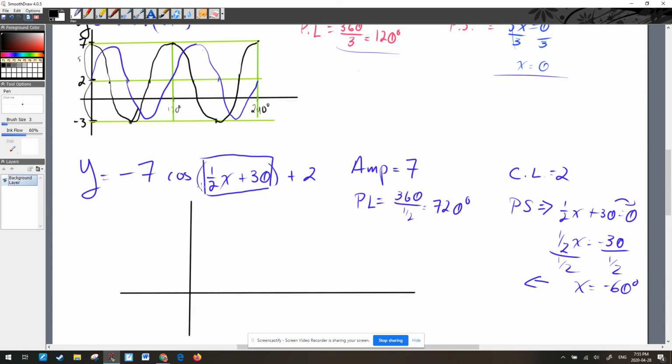Now, start labeling some stuff. Center line is at 2. So I'm going to come up here and say, all right, there's my center line at 2. I can reach up 7. Up 7 from 2 takes me up to 9. Down 7 from 2 takes me down to negative 5.